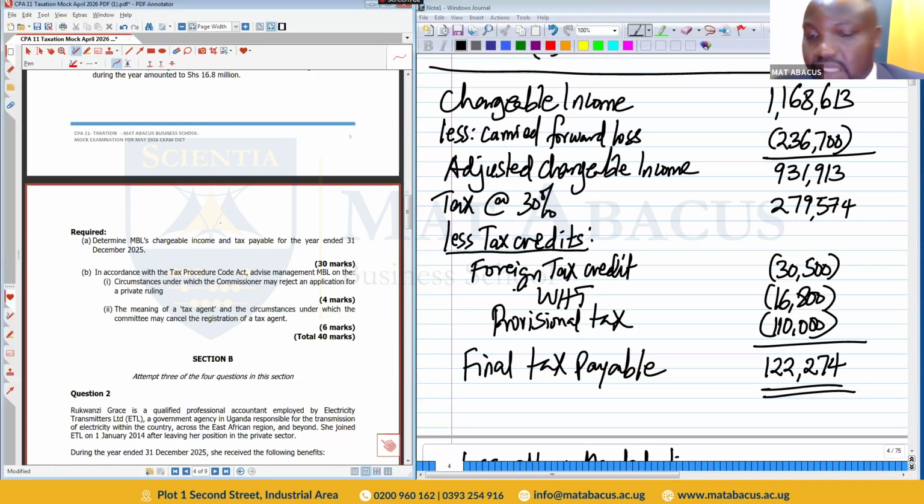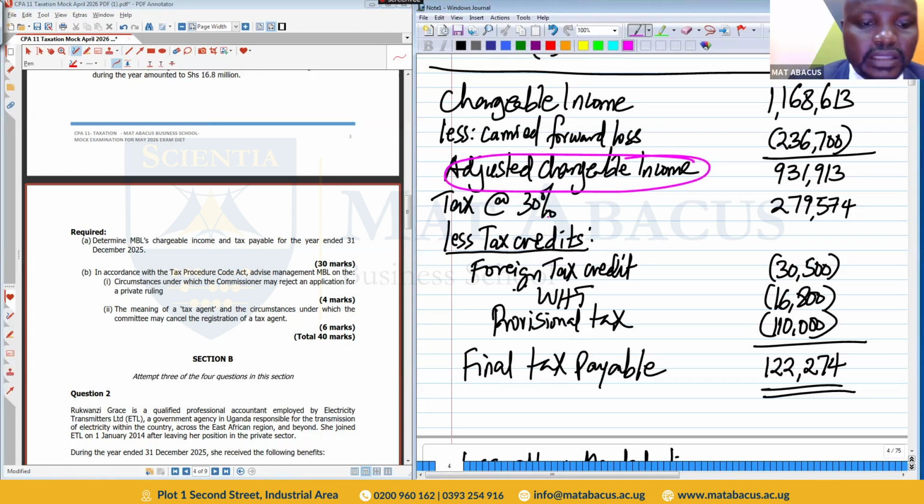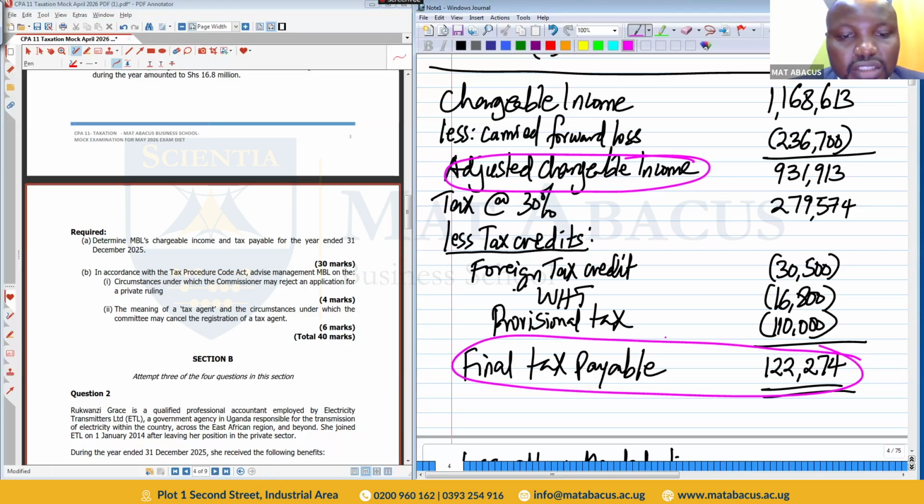And that's what I expected in the mock that the students sat. The question wanted you to determine the chargeable income, which is here, and it also required you to determine the tax payable, which is here. But to do that, you needed to have the workings. The question was taking a whole 30 marks.